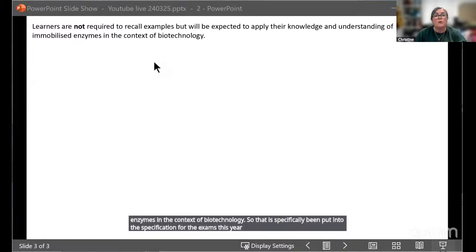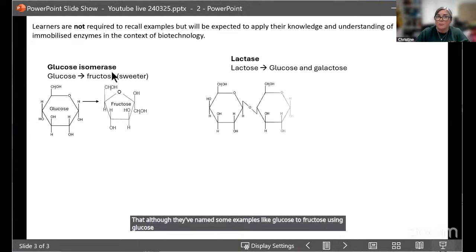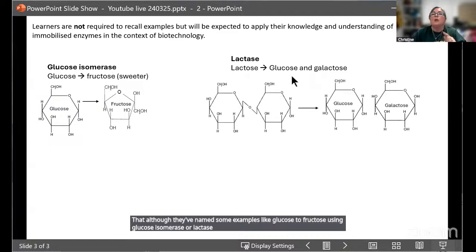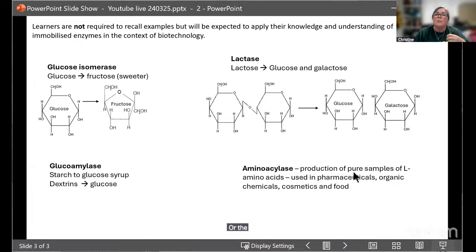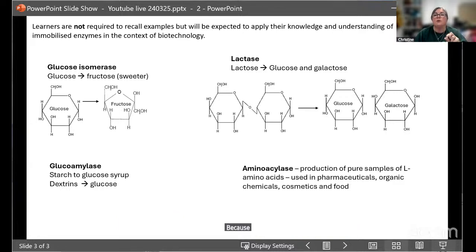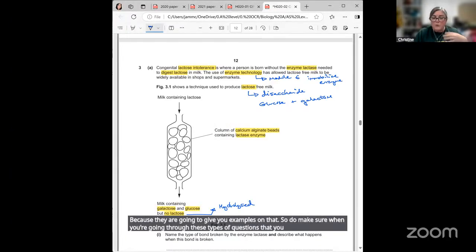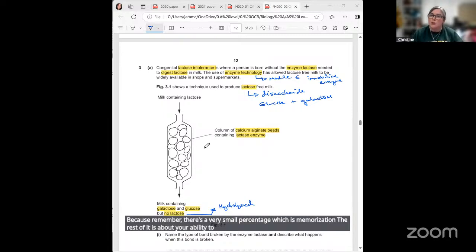That is a way of showing you that although they've named some examples, like glucose to fructose using glucose isomerase, or lactase, as in this example, glucose and galactose, or glucoamylase, a way to break down starch, so we've got these dextrins down to the glucose syrup, or the aminoacrylase production of pure samples of L-amino acids. These are examples that are in your specification, but they've said you do not need to recall them because they are going to give you examples. So when you're going through these types of questions, look at what you need to know, what you must memorize. Remember, there's a very small percentage which is memorization. The rest of it is about your ability to apply the knowledge to the given situation.